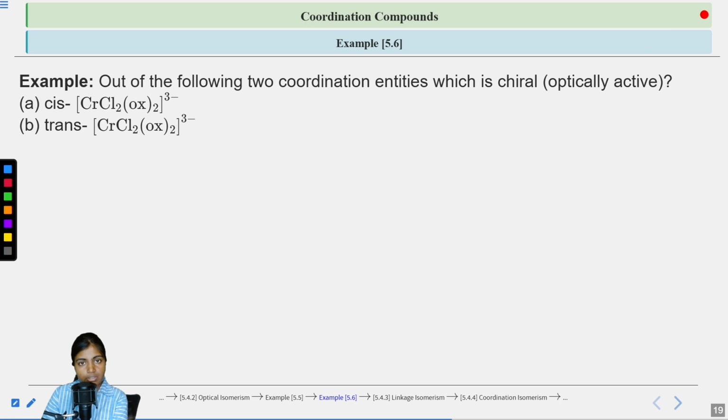Let's solve another example, 5.6, which is: out of the following two coordination entities, which is chiral or optically active, that you have to tell. We have given two complexes here. First is cis-[CrCl2(ox)2]3-, and the second is trans-[CrCl2(ox)2]3-. So you have to select from these two coordination entities the one which is chiral or optically active. You are given some time, try to solve this, and then we will see the answer for this example.